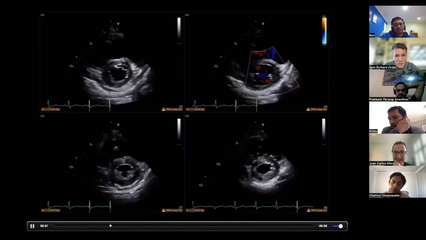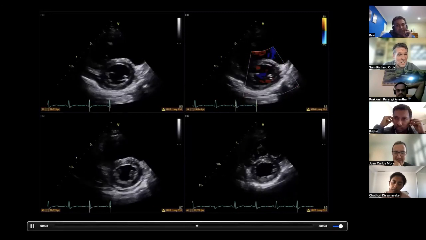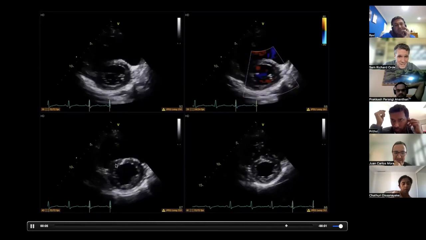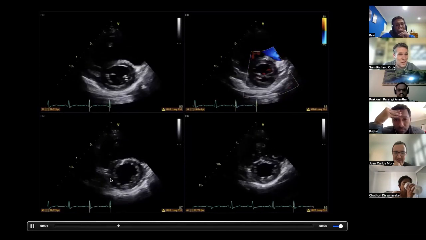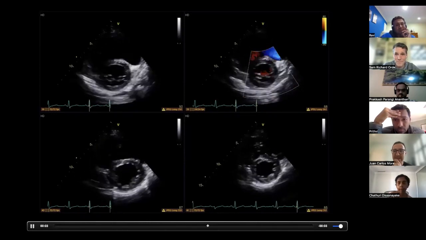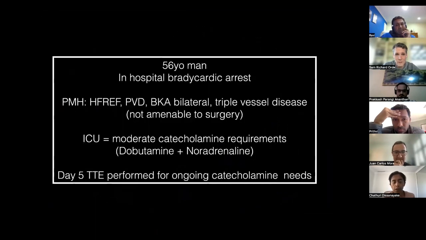I agree. I didn't think that there was a massive septal flattening there. It doesn't seem to move too much, but I'd take your point. How about that? Yep. All right, go for this.